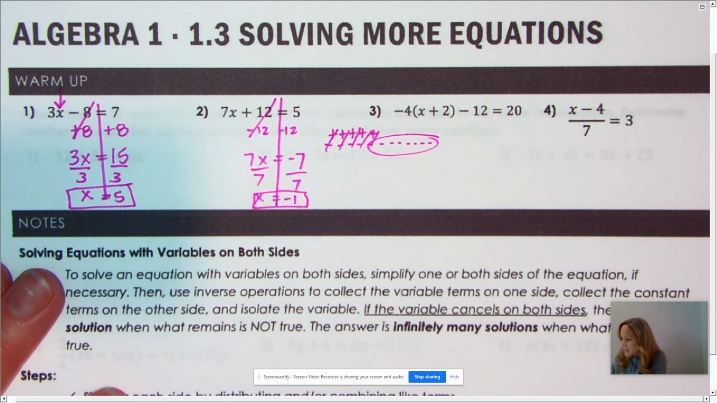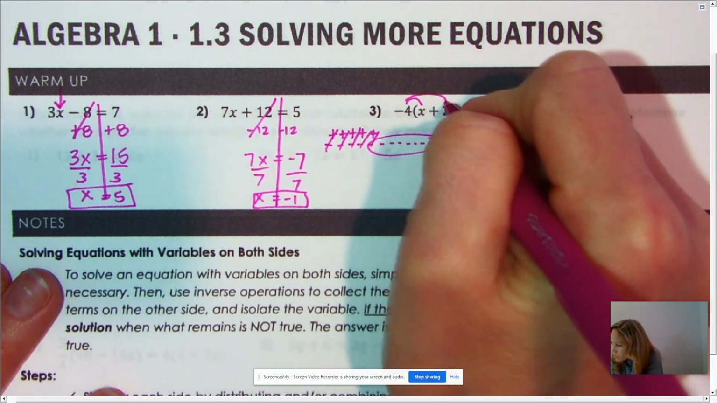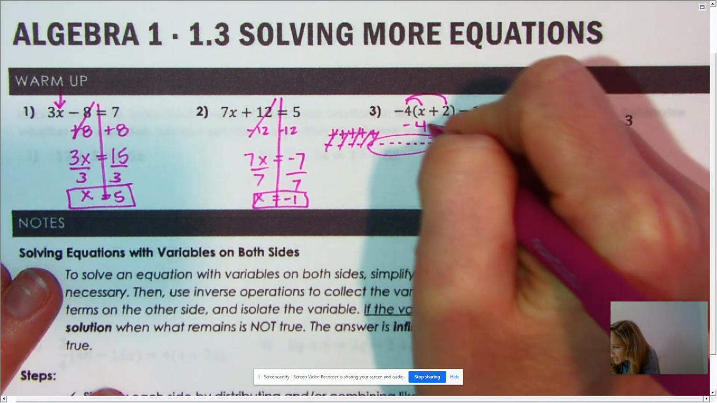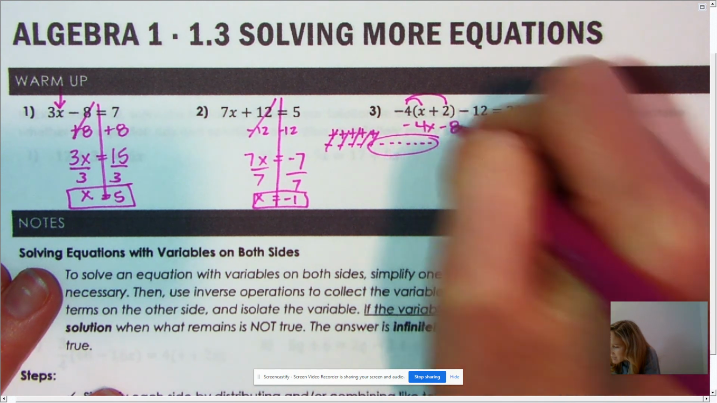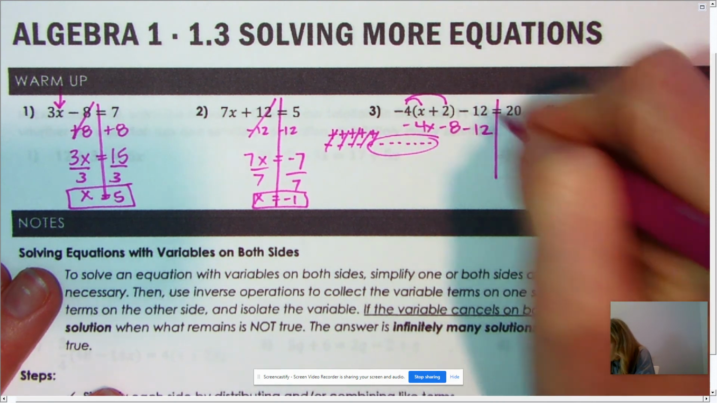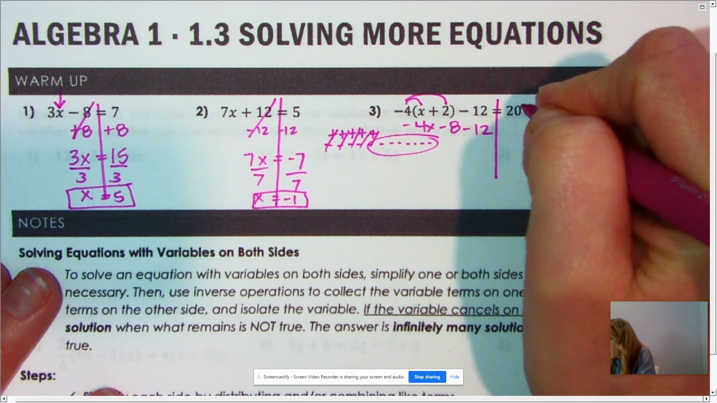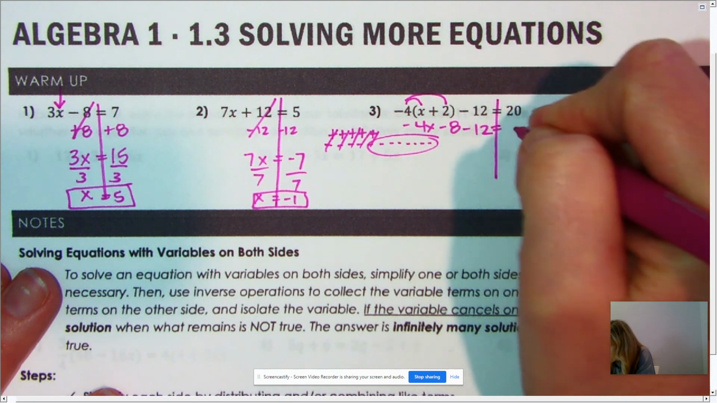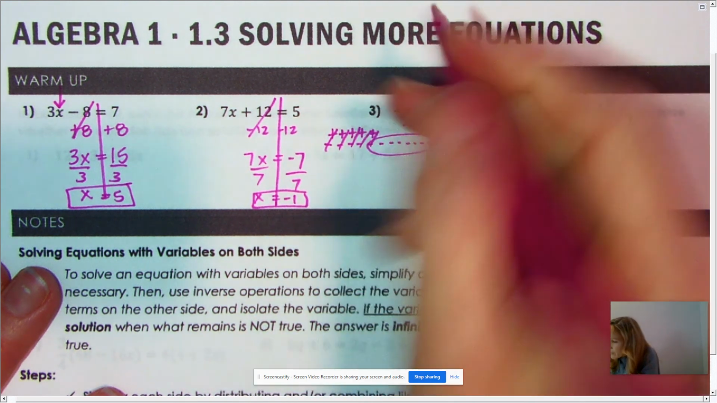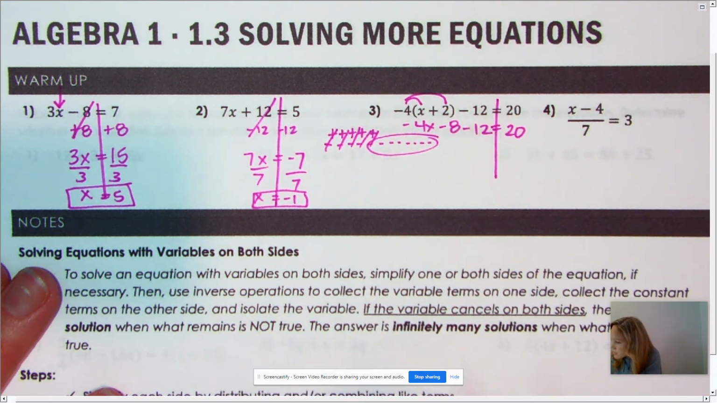Question number 3, the first step we are going to do would be distribute, then we're going to combine like terms. So we're going to go negative 4x minus 8 minus 12. There are other ways to do the problem too. You could have, for instance, added the 12 and then divided by negative 4. But if it makes it easier to just always do the same thing, distribute, combine like terms, add or subtract, multiply or divide last. Okay, so we're kind of working the problem backwards a little bit.